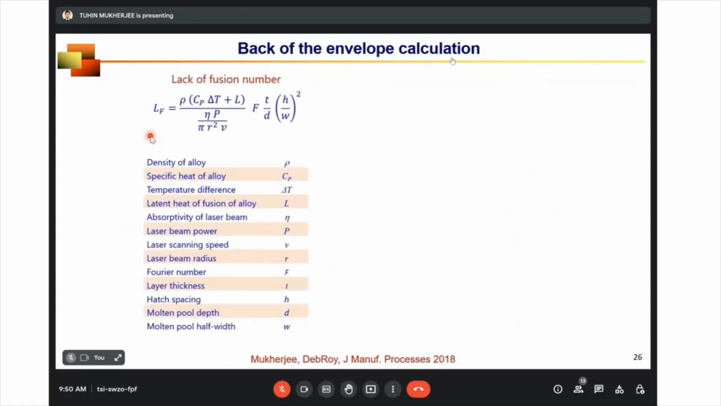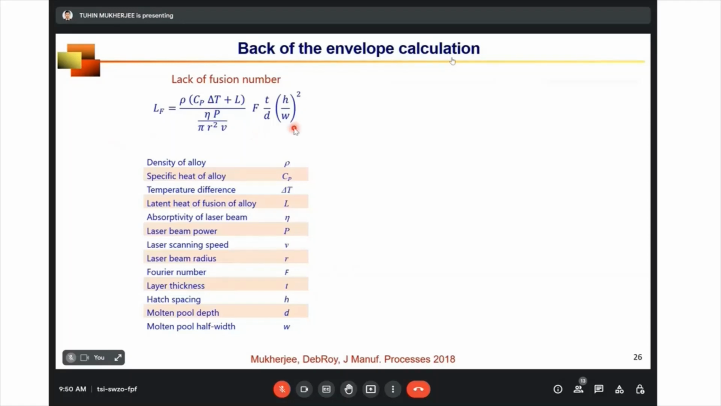So if we know all the parameters and somehow try to combine them in a dimensionless form, that would be very useful for predicting lack of fusion defect in the build. So let's say we do not have the luxury to run a lot of models. We can probably use a back of the envelope calculation based on this type of dimensionless formula and can know what works and what does not work in terms of lack of fusion.